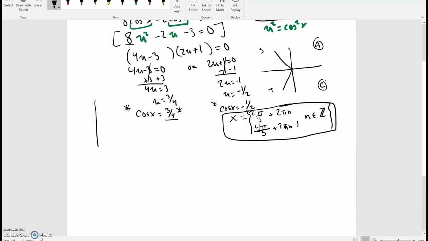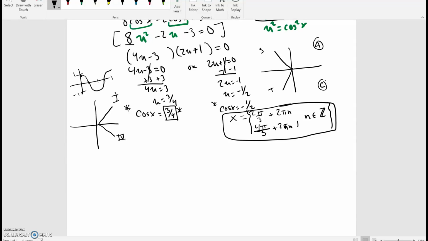Well, the first thing that I can do is ask, where is cosine of x equal to 3/4? We know 3/4 is positive, so it's going to be in quadrant 1, and it's also going to be in quadrant 4. A way that you can also look at it is if I go ahead and graph cosine, we know that if we graph all of this.